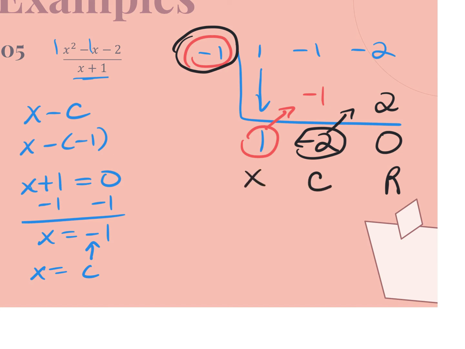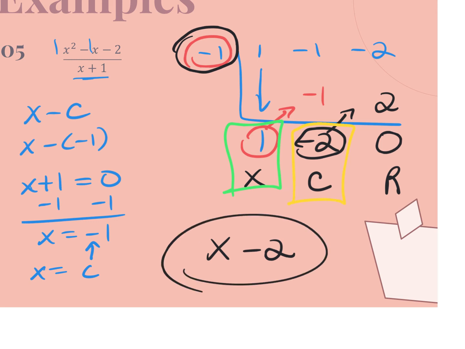So notice it's 1 degree less than the dividend. So now, to write your answer, you're going to take the x and match it with its coefficient. So it's x, then the constant goes together here. So it's just -2, and then remainder 0. Same quotient I got when I did example number 1.